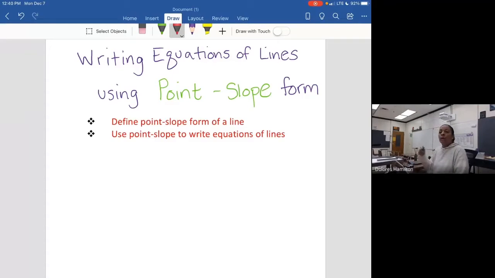We are now going to start writing equations of lines. And the first form that we are introducing in this unit is going to be our point slope form. So our goals for today, one, we are going to define that point slope form. And then two, we will apply it when we are given information about a line and we want to come up with the equation. So specifically today, we're going to introduce our point slope form.